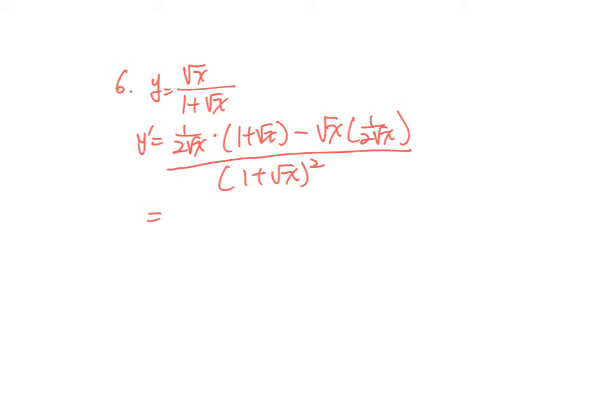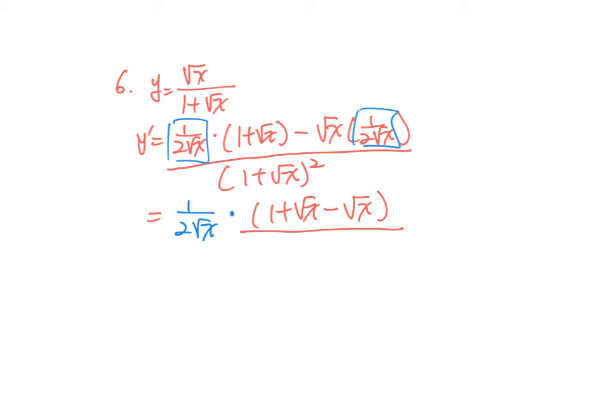What I'm going to do is they both have a 1 over 2 rad x, so I'm going to factor that out. Let's continue on. So that's just going to be 1 over 2 rad x times, and we'll have (1 plus rad x) minus rad x, all over (1 plus rad x) squared.